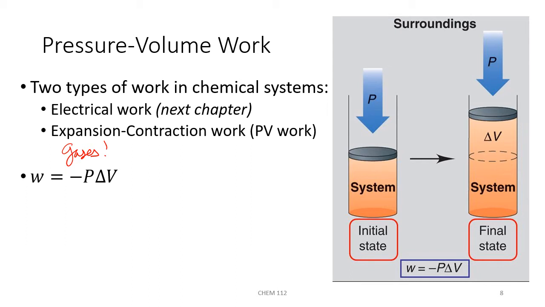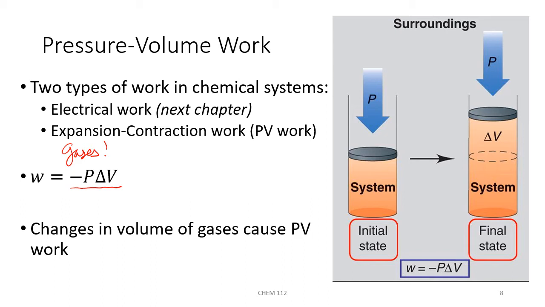Gases change the volume substantially, and so a change in volume contributes to work being done by the system or done on the system. That work can be calculated by taking negative P, which is the external pressure, times the change in the volume, which is delta V.